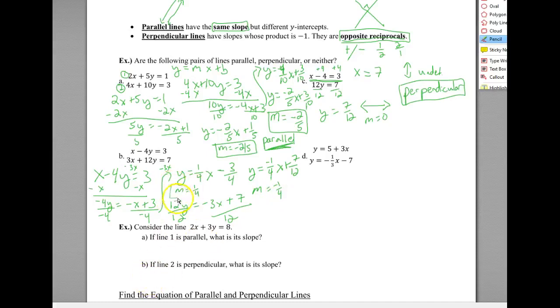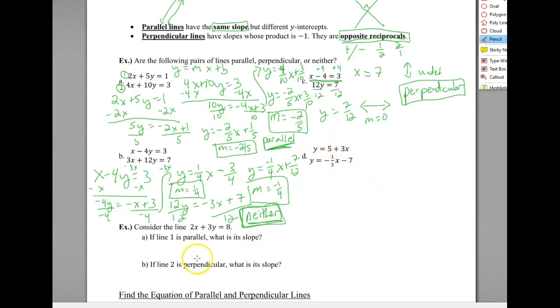Notice the first slope was positive 1/4. The second slope was negative 1/4. They have the same value but opposite signs. It doesn't quite fit into either one of these scenarios. They're not exactly the same. They're opposite, but they're not reciprocals. So this one would be neither. It's not parallel nor perpendicular.